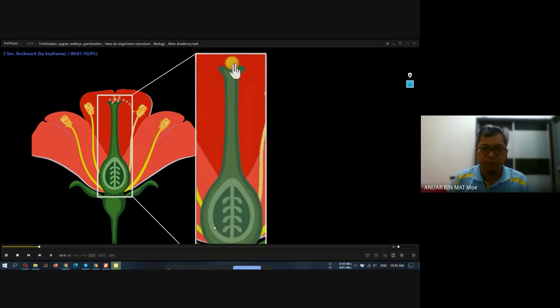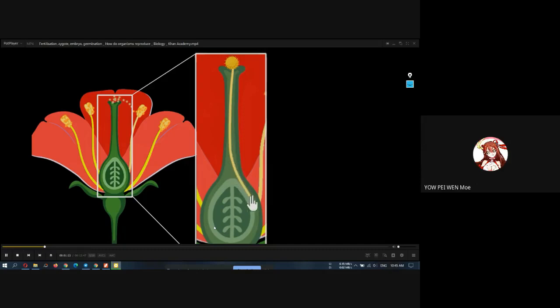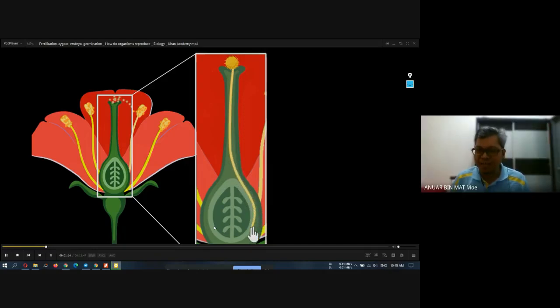Okay, can you see what happened here? The pollen grain, what happened to the pollen grain? It will go down, and then through the style, and then it will meet the what?